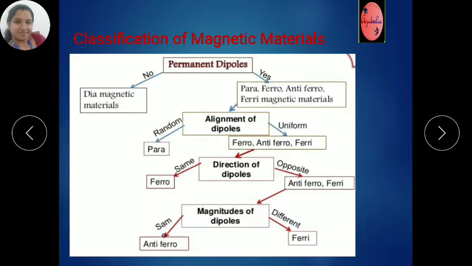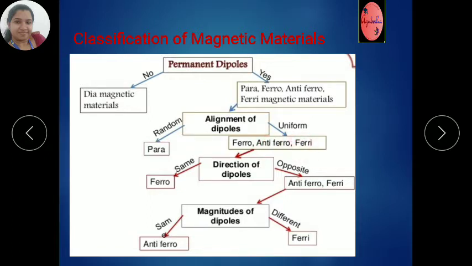Then for the classification of para, ferro, antiferro and ferrimagnetic materials, first we observe the permanency of dipole. Then we consider the alignment of dipole. If the alignment is a random arrangement of dipoles, then it is paramagnetic material. If there is a uniform arrangement of dipoles, then it may be ferro, antiferro or ferrimagnetic material.